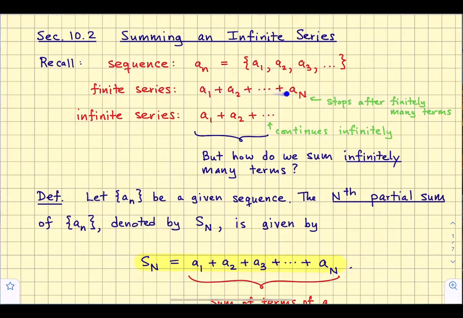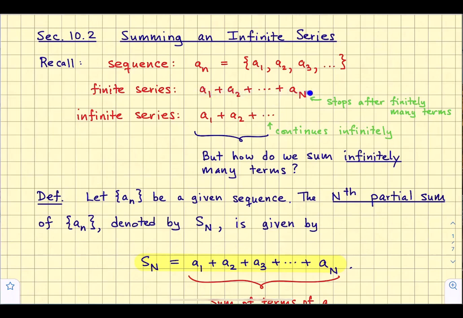Notice this stops after finitely many terms. We're adding the terms of the sequence. A sequence is just a list. You're not performing any operation on the terms in the list, but a series is adding the terms in a sequence. And then an infinite series takes that one step further, and it just adds infinitely many of these terms. So A1 plus A2 plus A3 plus A4, dot, dot, dot. It continues on forever.